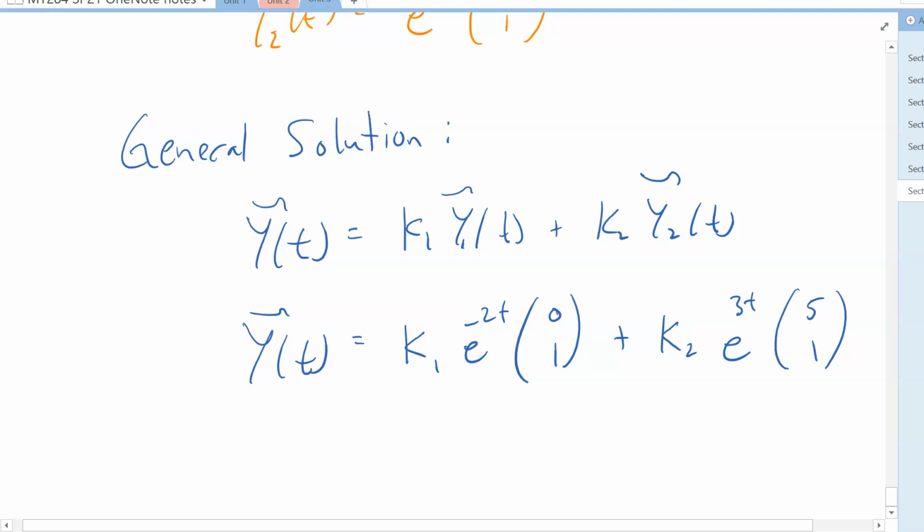If we were given an initial condition, then we could enforce the initial conditions to find k1 and k2, and then have a vector valued function which we could graph in the phase plane or graph the components of.